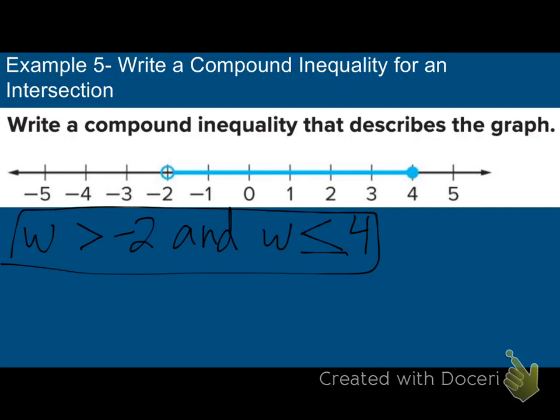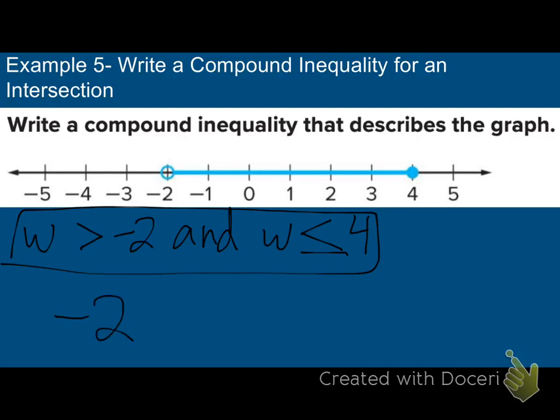Now, the computer may not like it like this. How might the computer like it? In the correct form, in that special way that we write it. Do you remember how I would write this in that special way? What would come first in my big inequality here? What's the smaller of the 2 numbers? -2.